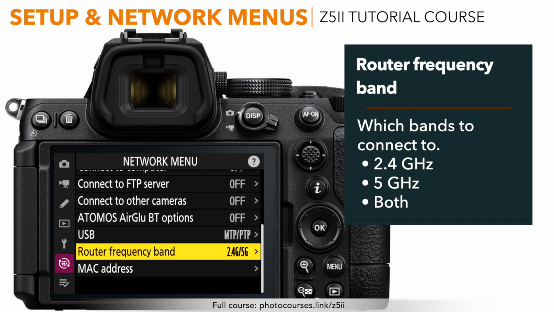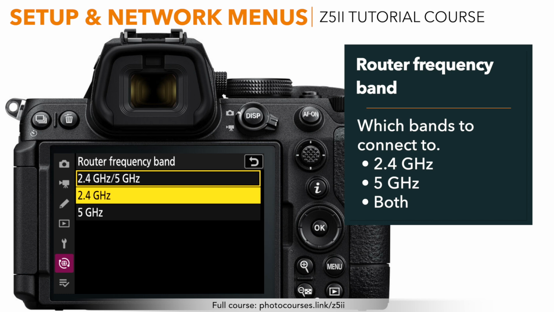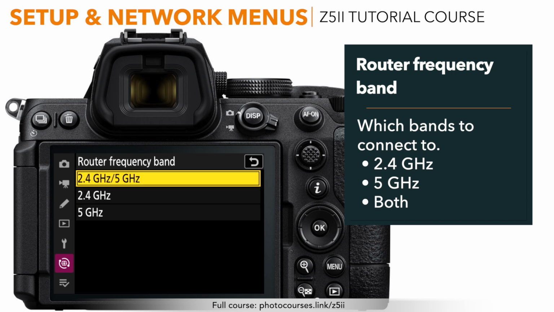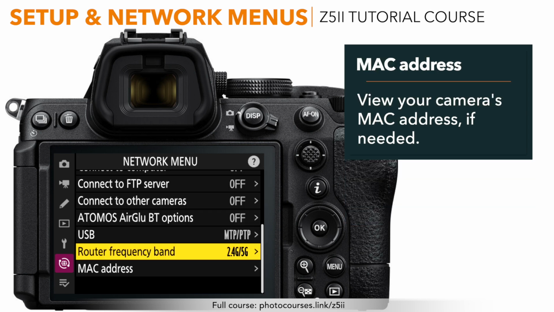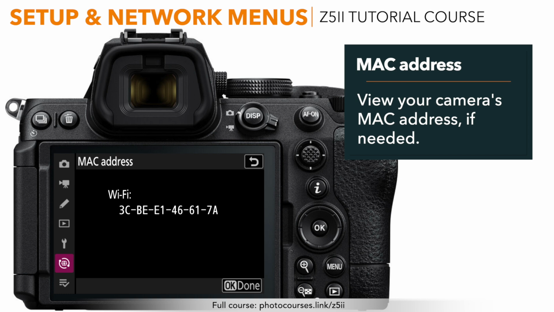When choosing a network to connect to, you can select whether or not you only see 2.4 gigahertz bands, 5 gigahertz bands, or both. Whichever option you choose here, those are the only networks you're going to see in the list. And then if you ever need to view your camera's MAC address, you can do that here.